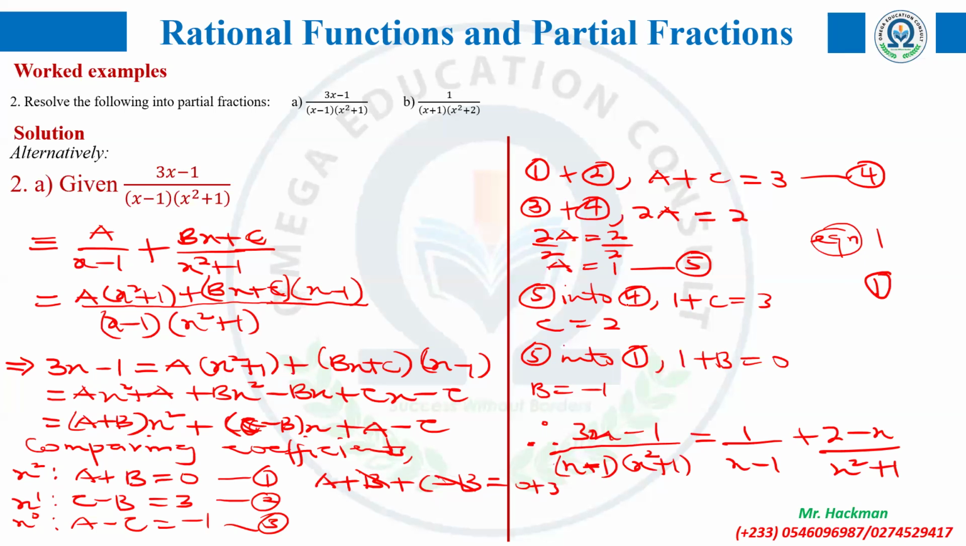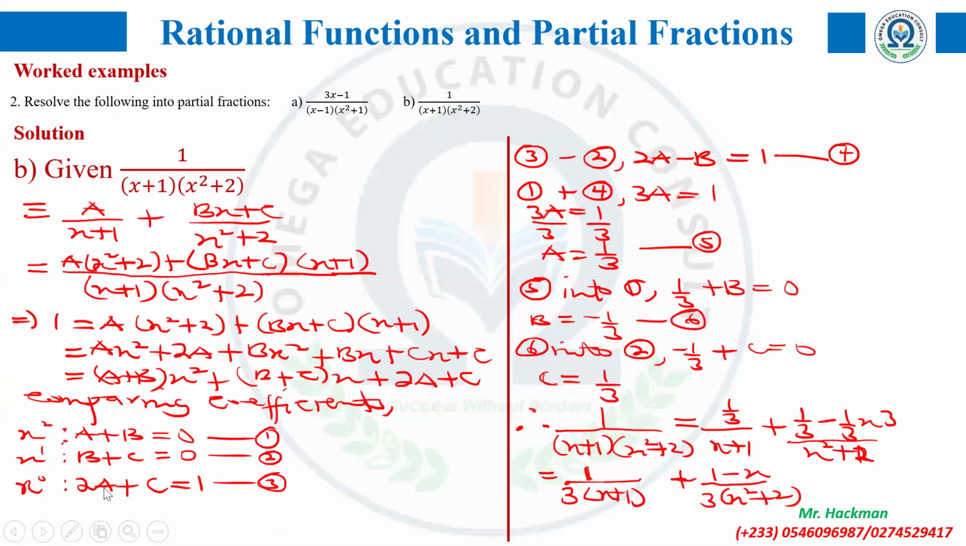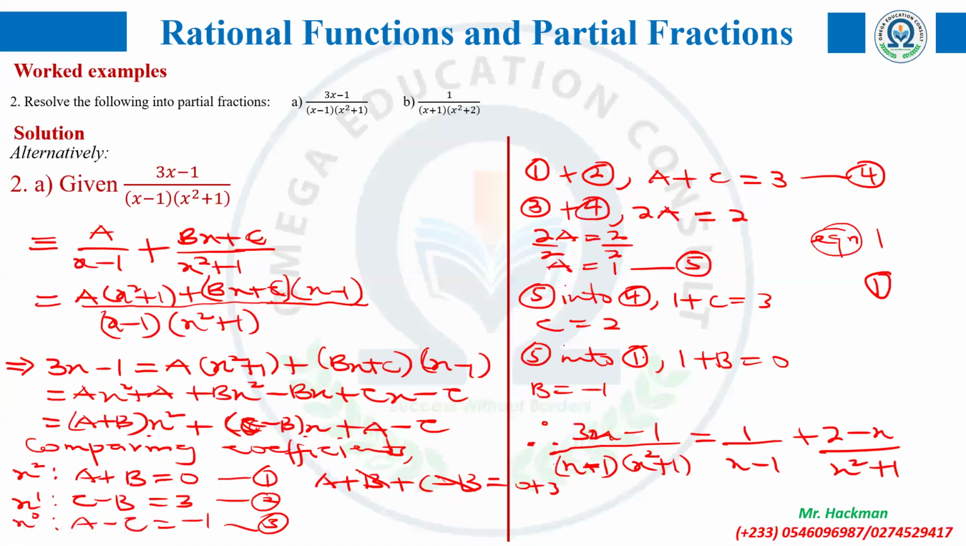That means wherever I see A in equation 4, it is 1. So that will give me 1 plus C is equal to 3. I can solve for my C. C will be equal to 2. I can use my A to find the B in equation 1. Someone can use the value of C to find the B as well, but I decided to use A. So equation 5, which is the value for A, into equation 1, I'll get 1 plus B is equal to 0.